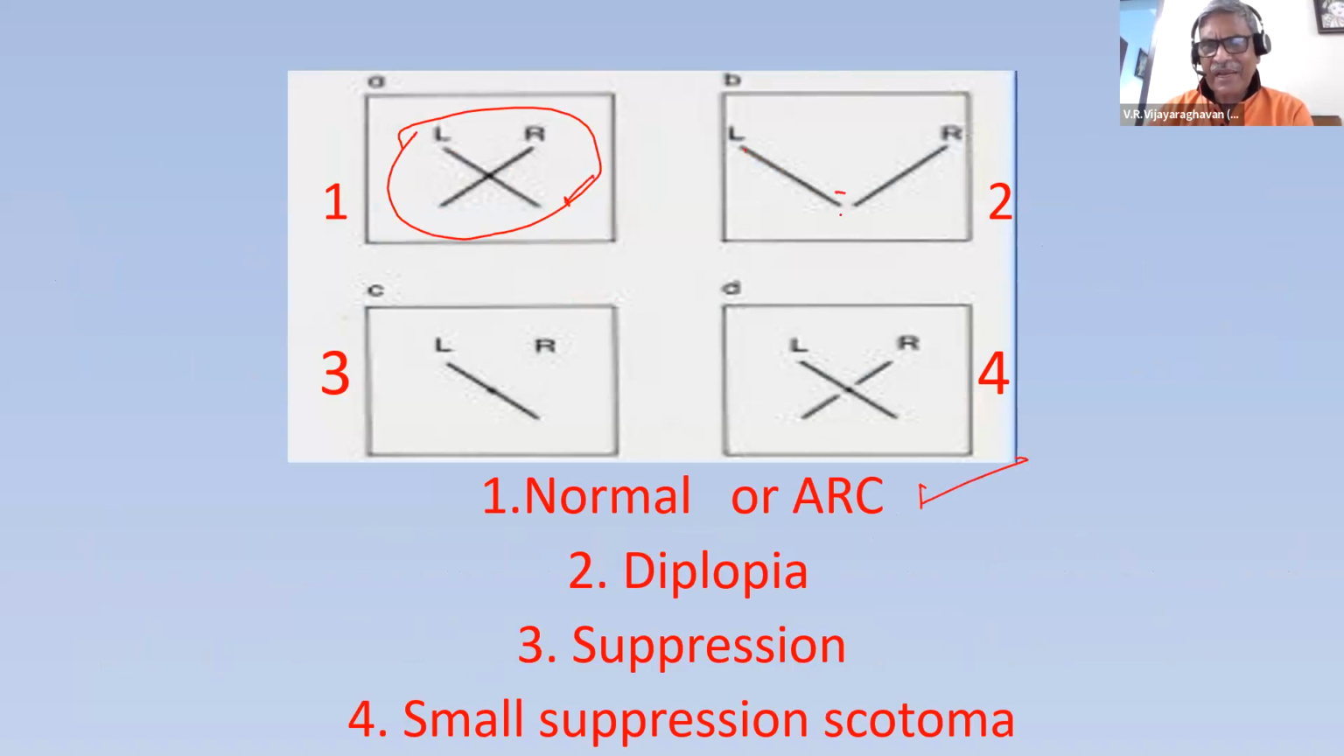Suppose the lines are separated like this, he's having double vision. Suppose one line is not seen, that means that eye is suppressed. And suppose one eye has got a gap, that's called a suppression scotoma. A small suppression scotoma is a classical feature you can see in the case of ARC. A small suppression scotoma, a non-seeing area, can be seen in the ARC eye. That is what you are supposed to know. These are all the various results you can see. Hope you understood something in this case.